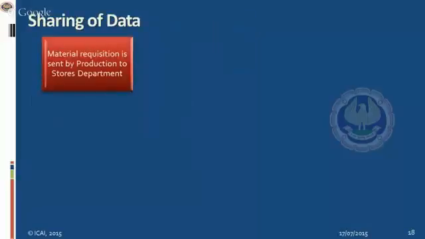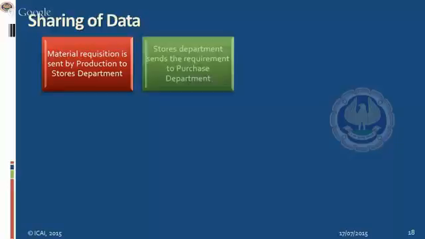What is sharing of data? Let us try to understand. Material requisition is sent by production department to stores department. There is a production department, they need a particular raw material, and they want to know whether this raw material is available with stores department. If it is available, stores will issue it. So material requisition is sent by production department to stores.